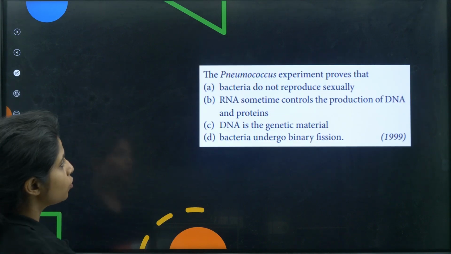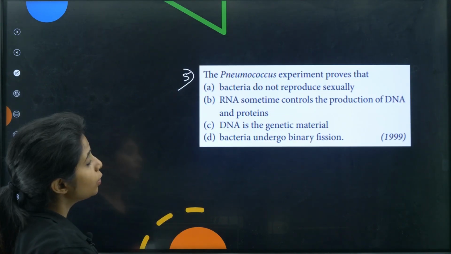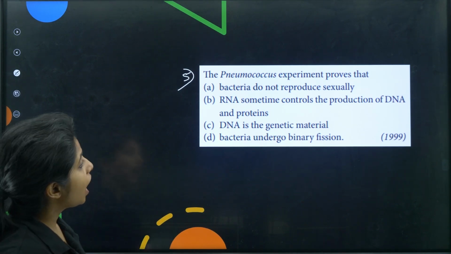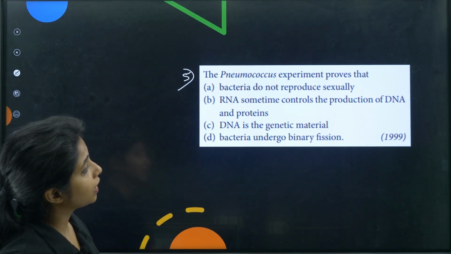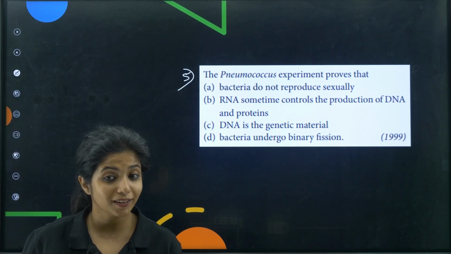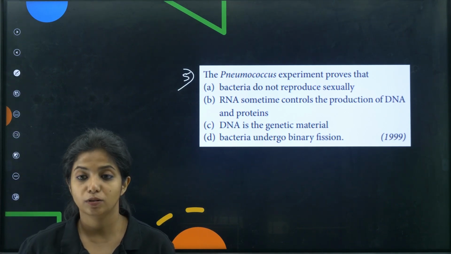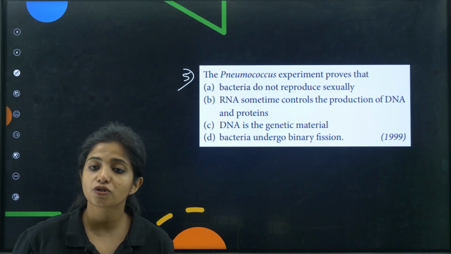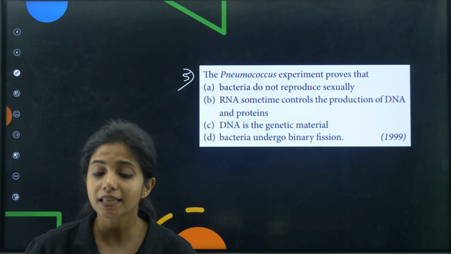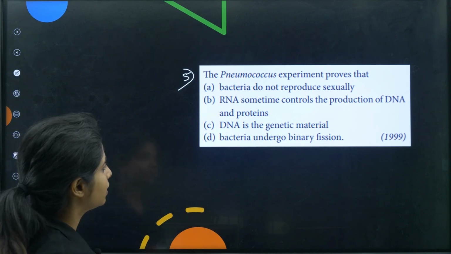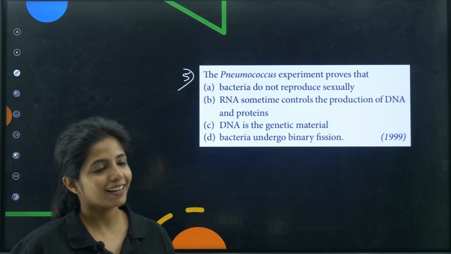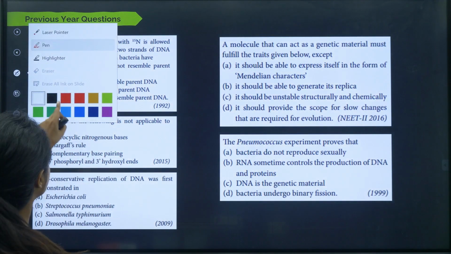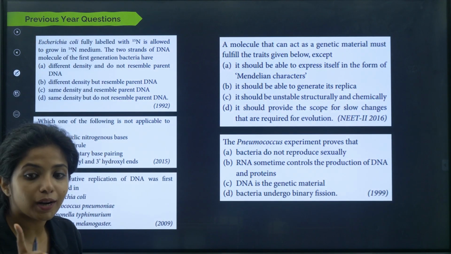Going ahead, the pneumococcus experiment proves that bacteria do not reproduce sexually. RNA sometimes control the production of DNA and proteins. Pneumococcus was not done here. In the previous session I spoke about it, so you need to know. Bacteria do not reproduce sexually. RNA sometimes control the production of DNA and proteins. DNA is the genetic material and bacteria undergo binary fission. What is the correct answer? Try to tell me. So, let me solve all the questions that I gave you, okay? And you check if your answers are correct.